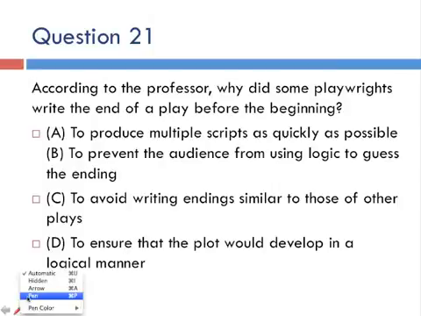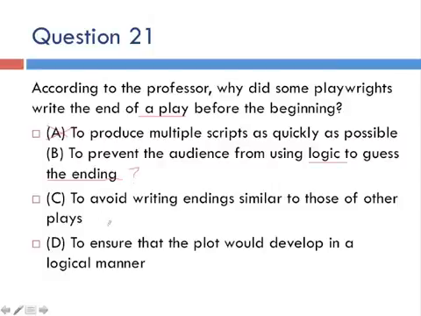Well, as we discussed earlier, the idea of playwrights writing the end of a play was so that they could get all the information correct in the actual order that it needed to be. So let's go through and see which ones do not represent that information accurately. First off, they talk nothing about producing multiple scripts, so this is one we could easily eliminate. In B, to prevent the audience from using logic to guess the ending, well, part of the idea is correct. It did talk about the ending itself, and it did discuss the fact that logic was somehow involved. So let's keep this one just for a moment.